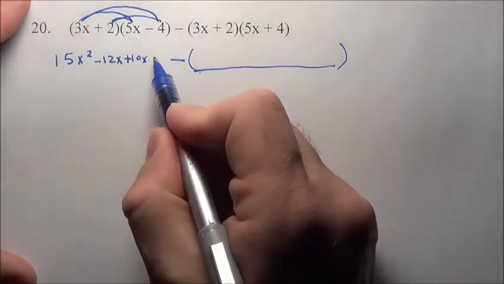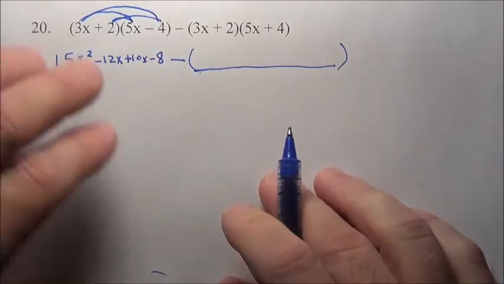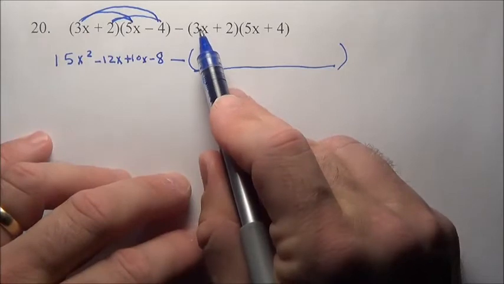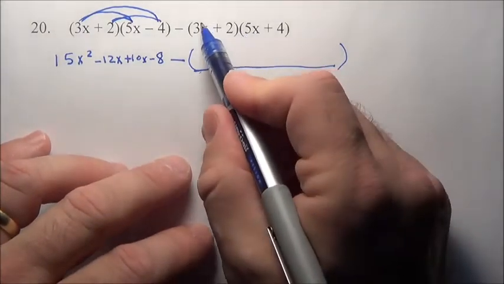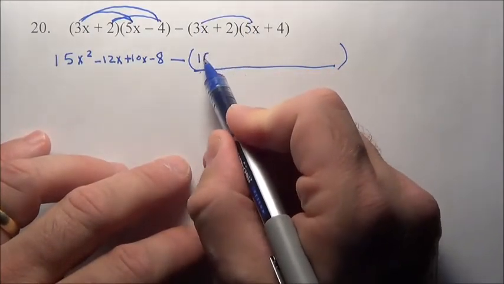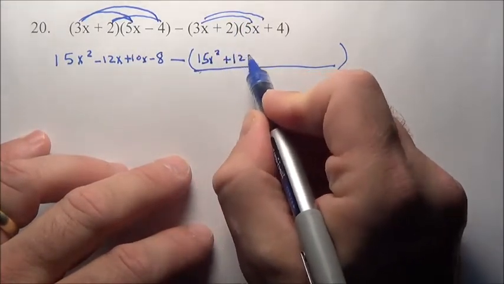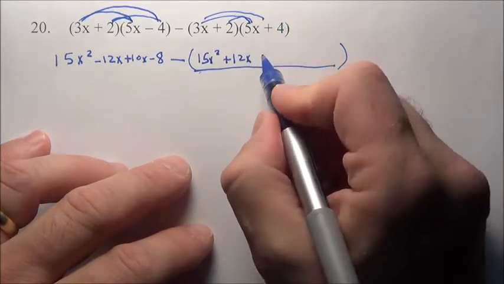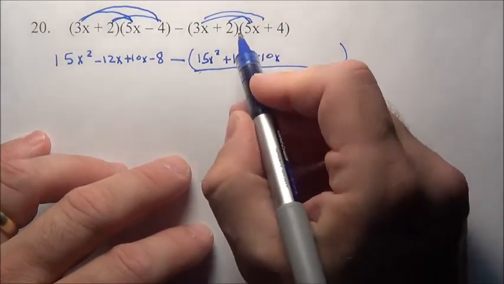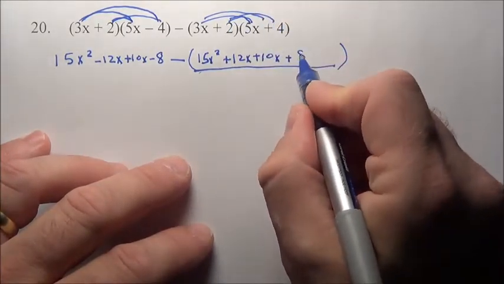Finally, 2 and the 4 makes minus 8. I'm going to do the same thing over here. 3x and 5x, multiply those, that's 15x squared. 3x and the 4 is 12x. 2 times the 5x is 10x. And 2 times the 4 is 8.